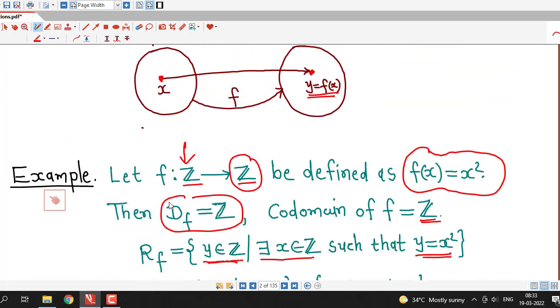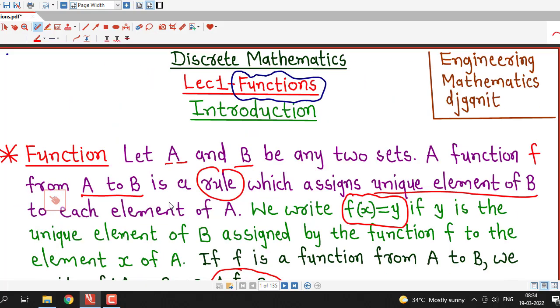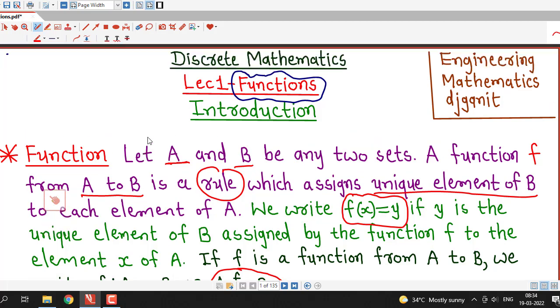So in this lecture we have defined what is the meaning of function. We have introduced different terminology: domain of a function, codomain of a function, range of a function, and we have seen some examples of functions. In upcoming lectures, we will be continuing with this topic of functions, and we will discuss some more definitions in this topic. So this is all about this session.